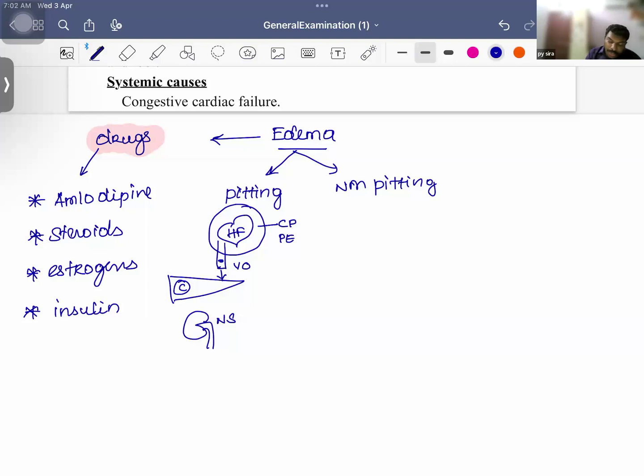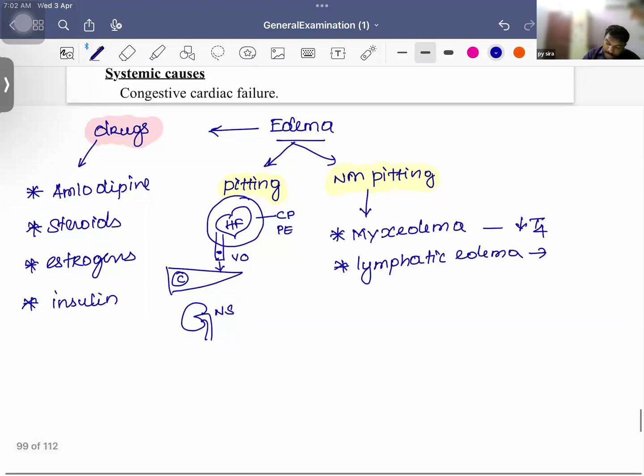Then the non-pitting type. Non-pitting type is going to be seen in myxedema and lymphatic edema. Myxedema means hypothyroidism. Lymphatic edema means filariasis.